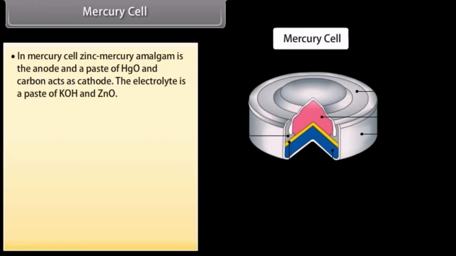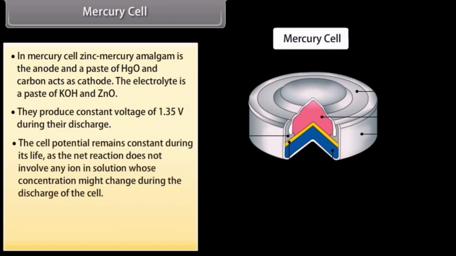Mercury cell. In mercury cell, zinc-mercury amalgam is the anode and a paste of HgO and carbon acts as cathode. The electrolyte is a paste of KOH and ZnO. They produce constant voltage of 1.35 volt during their discharge.